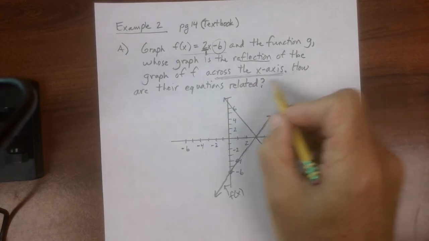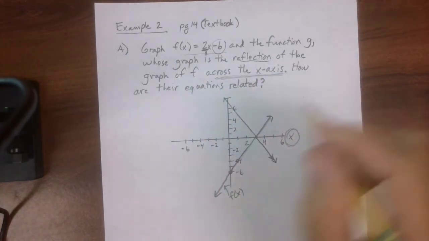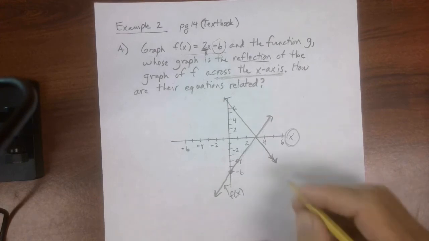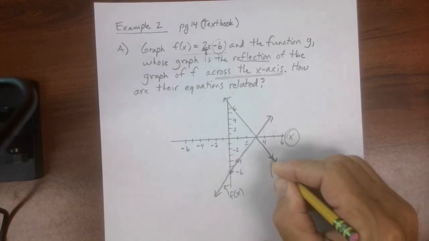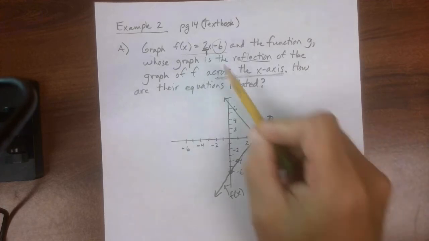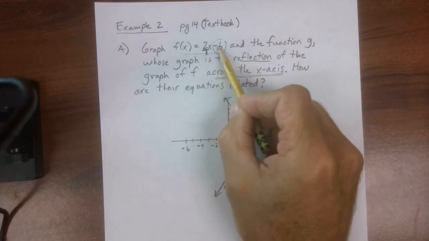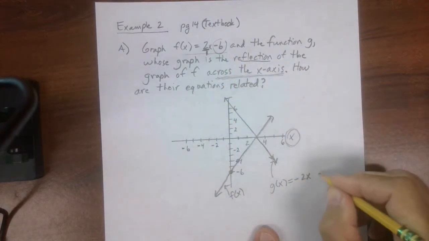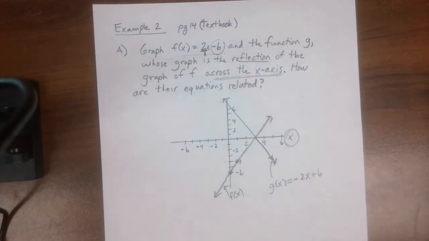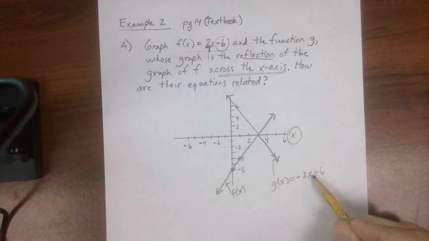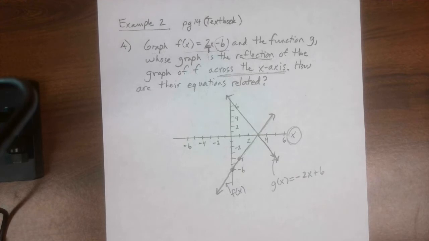So now it says, how are their equations related? If you did a good job listening to the pre-lesson, I gave you a nice trick. All that means is that g of x would be these with a negative. So you would just make it -2x plus 6. And if you don't believe it, type it in Desmos. But that's a little trick for you. Whenever you don't believe something, and again, I could be wrong, you can check it with Desmos.